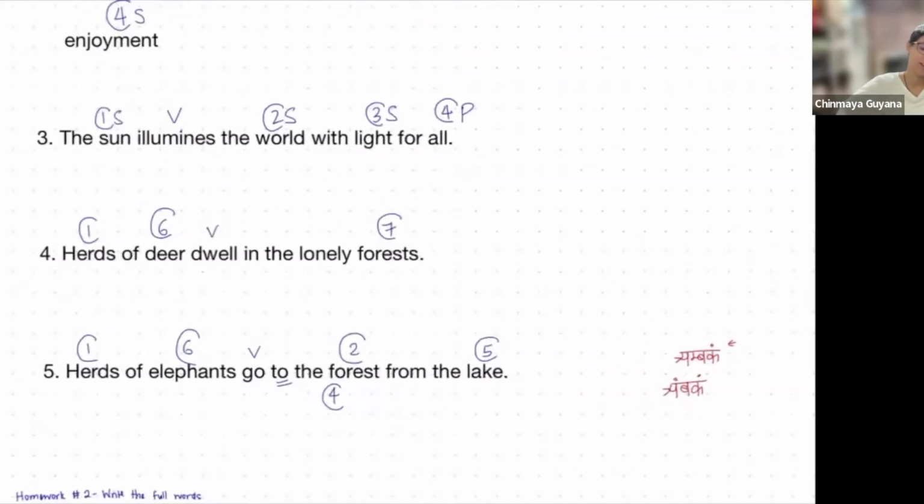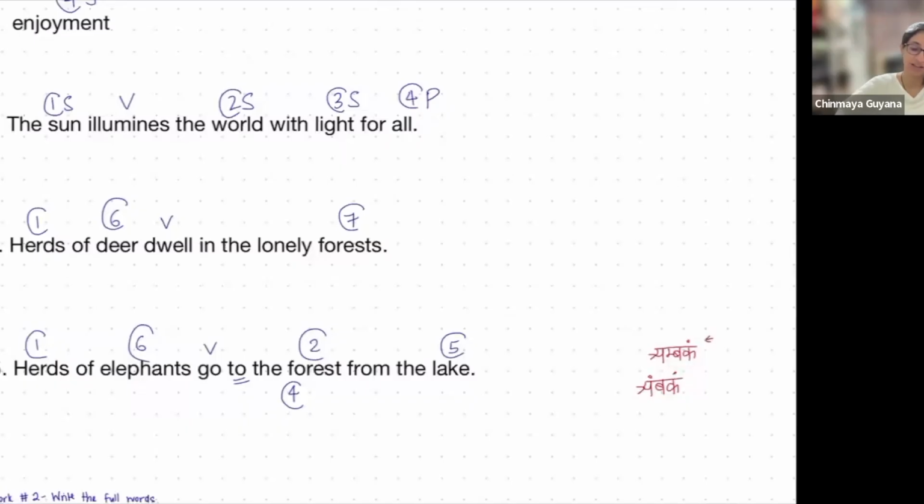Okay, okay. Herds of deer dwell in the lonely forest. Herds is plural. Deer is also plural, even though it looks singular. Because here, see, herds of elephants. You don't say herds of elephant. And in English, deer is plural even in the word deer. Right? Means plural version of deer is deer also. That's why that's plural. And forests is also plural. Herds again, plural. Elephants, plural. Go to the forest. Forest is singular. From the lake. Lake is singular.